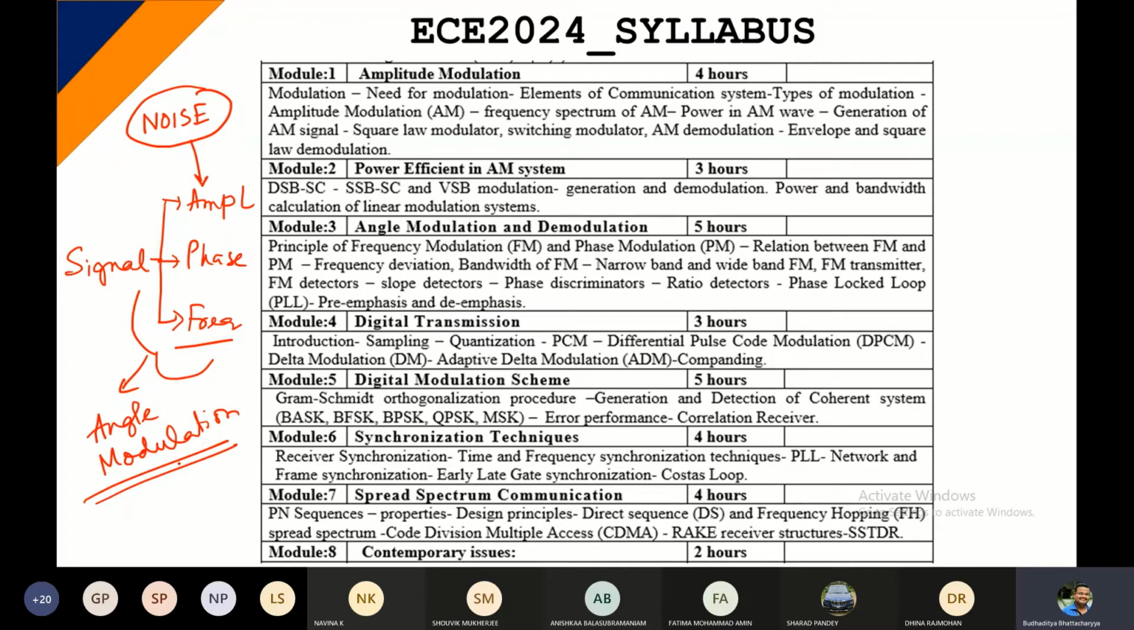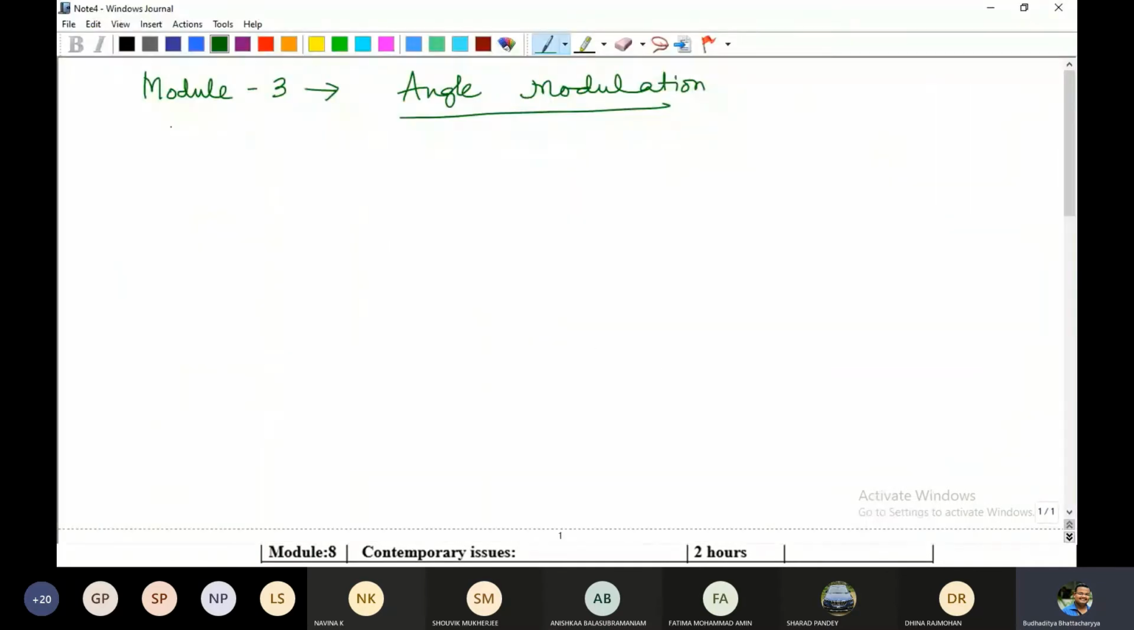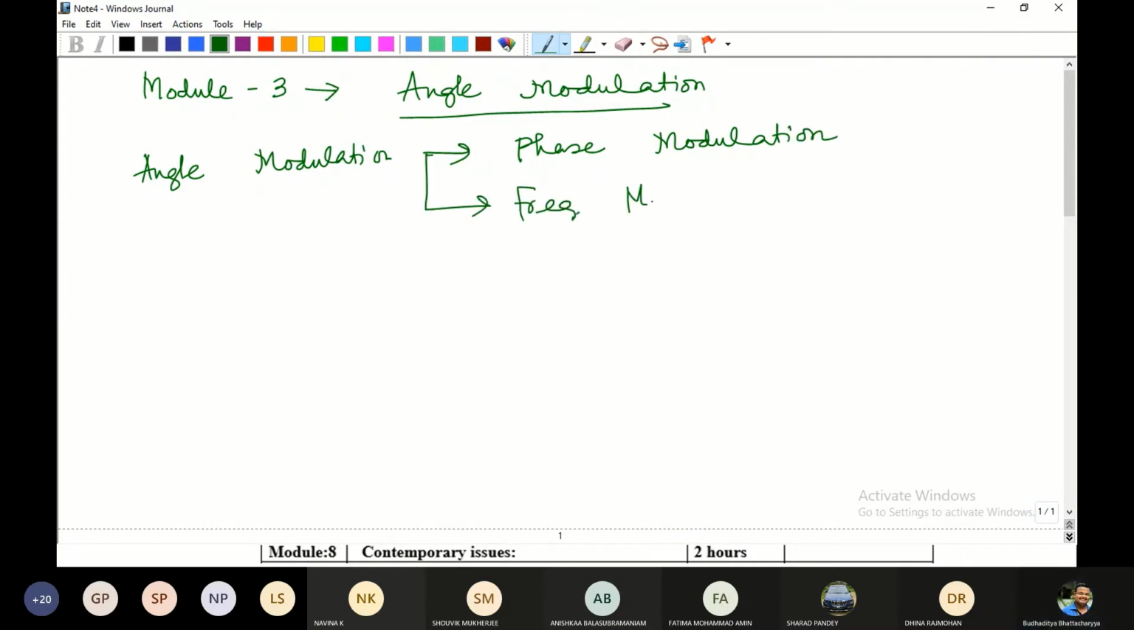The word angle over here is not the geometric angle actually. It stands for both phase and frequency modulation, whichever we are choosing. So I'll write it over here once. Angle modulation happens to be of two types. One is phase modulation, or the second type is frequency modulation. In short, they are called PM and FM.